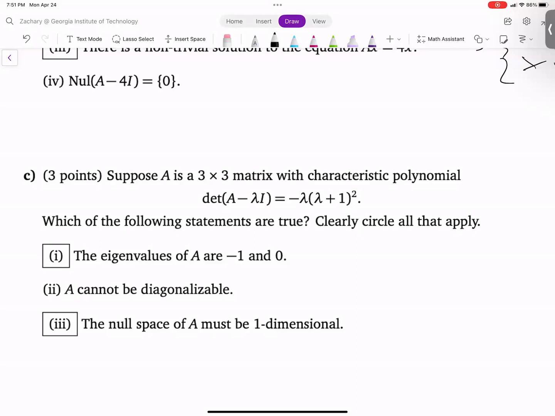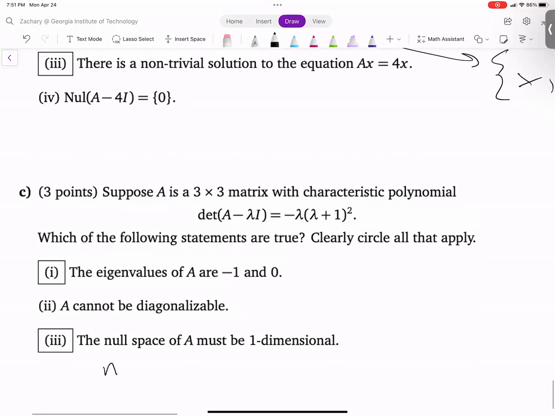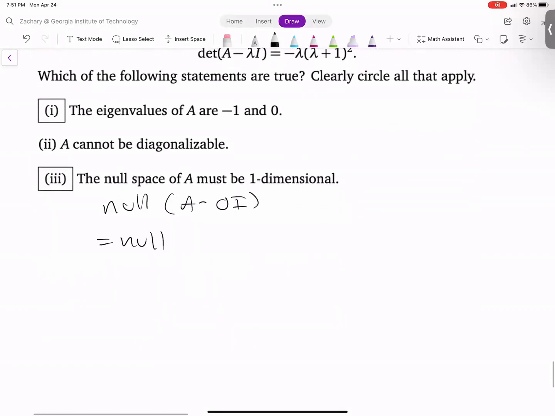Okay, so it can be diagonalizable. It's not a must that it isn't. All right. The last one says the null space of A must be one-dimensional. What's another way to say the null space in terms of eigenvalues? The 0 eigenspace. Very nice. Because the 0 eigenspace is when we take the null space of A minus 0I, which is just the null space of A. Null space is just the zero eigenspace.